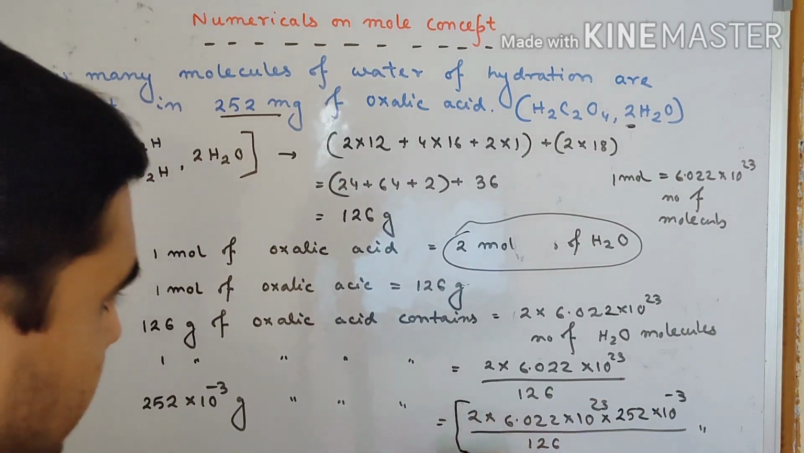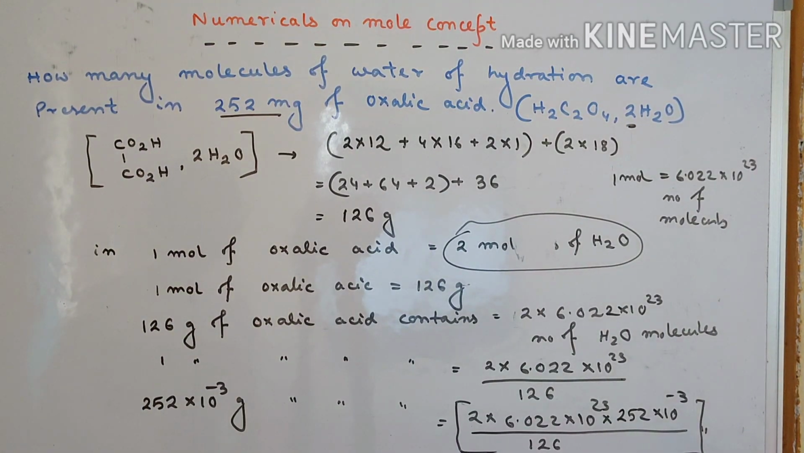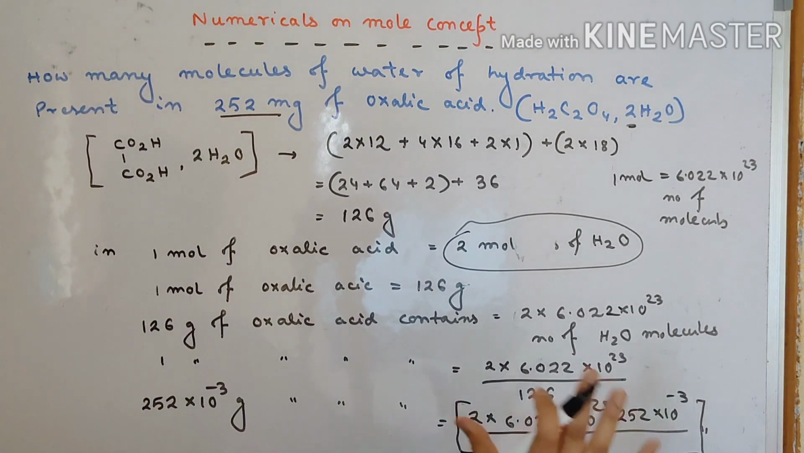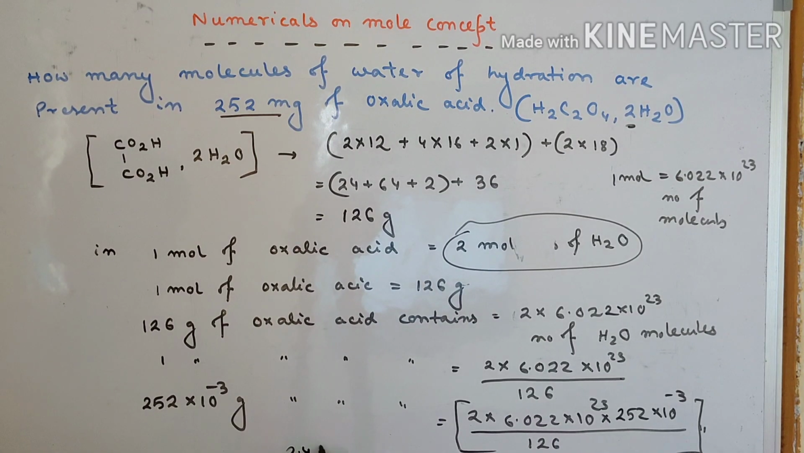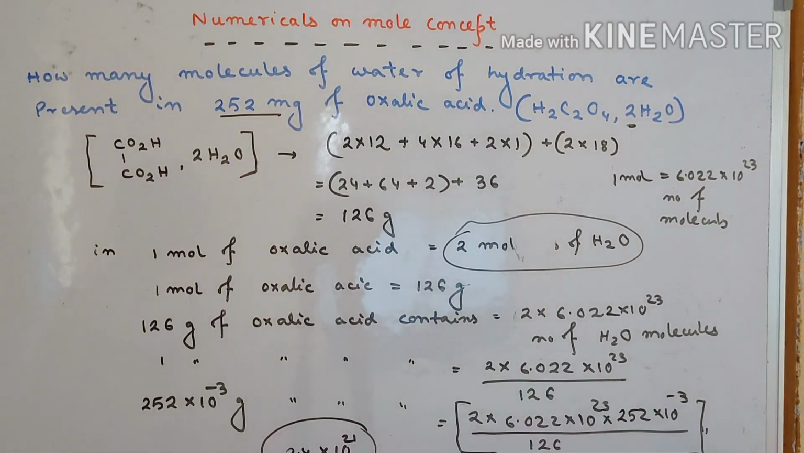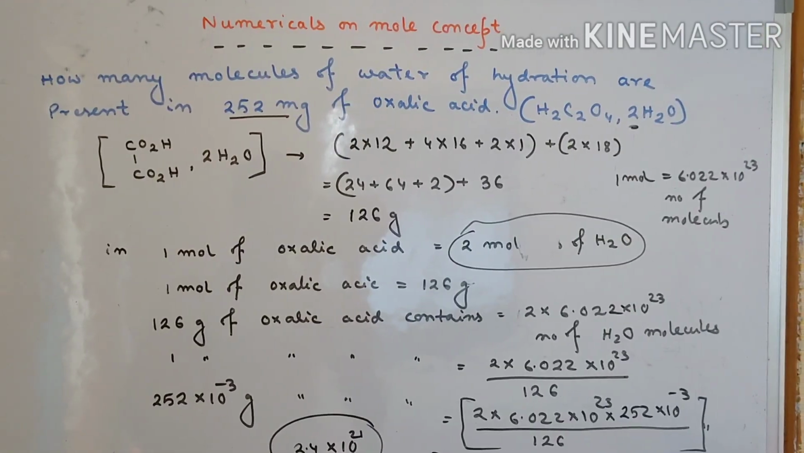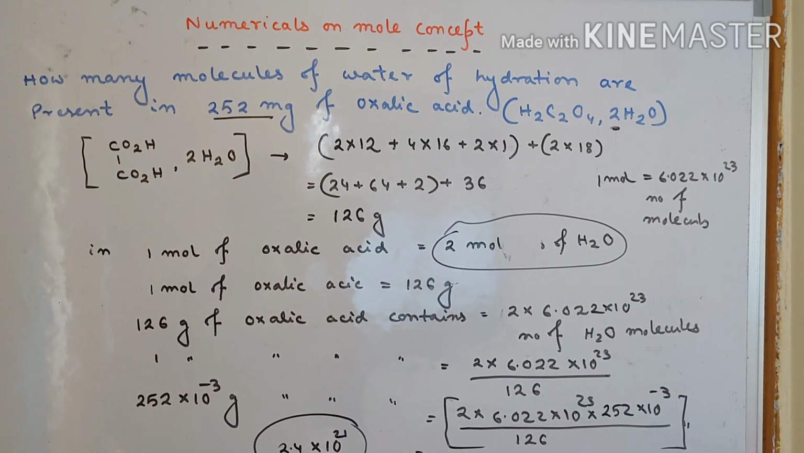Actually, you should calculate this much. Whatever is the answer, that will be the case. I am just writing the answer given in the book, directly without calculating. You should check it by doing yourself. Which is 2.4 into 10 to the power 21. This is the value which is given. You should check. So this is the first problem for today.